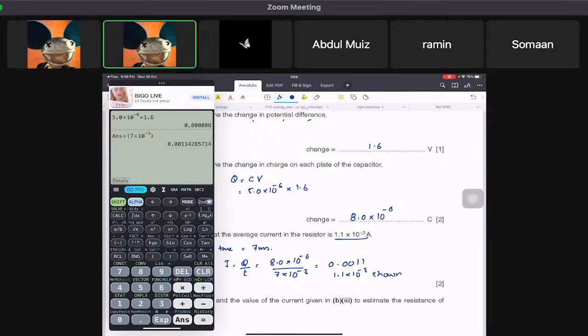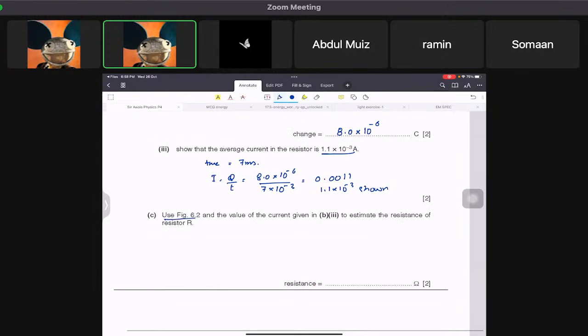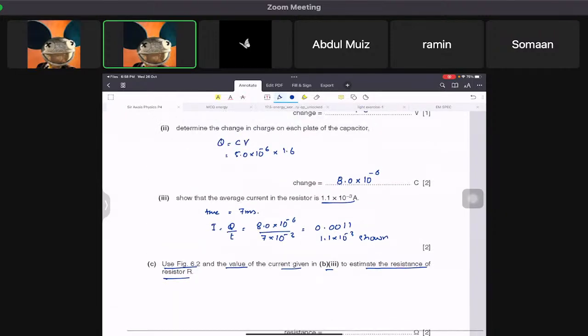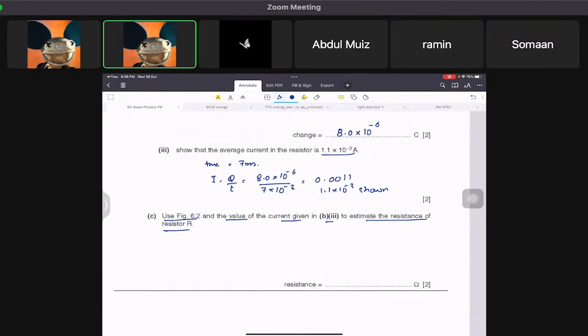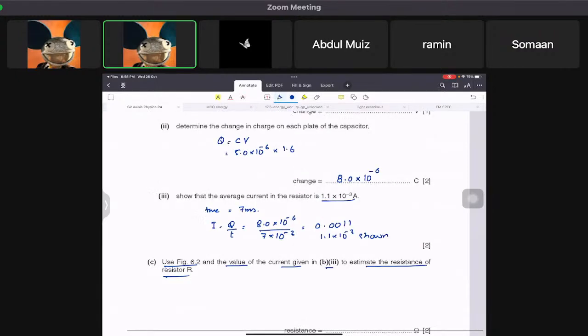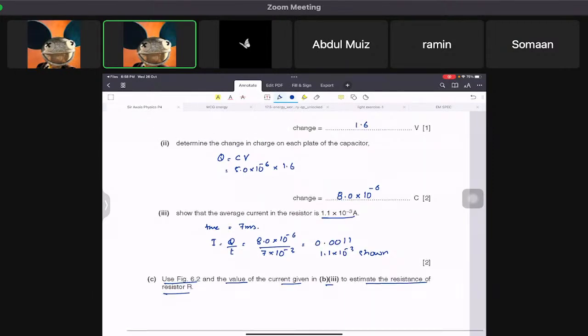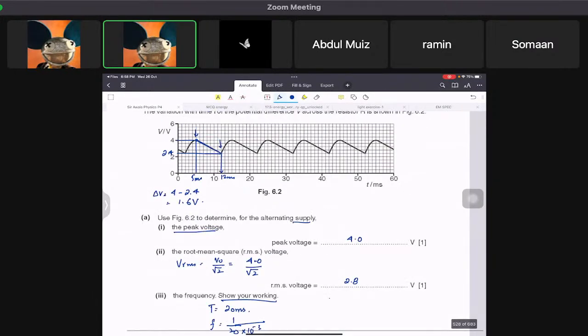So simple. And then it says on figure 6.2, the value of the current given in B is this; estimate the resistance of the resistor. Very easy actually to do this. So what you're going to do is you can use the current and the voltage itself, but you can also use the time constant as well. That's up to you. Whatever you want to use, that's fine. Let me tell you the best possible way to do this. Now check this out.